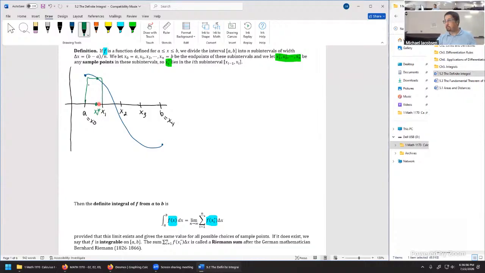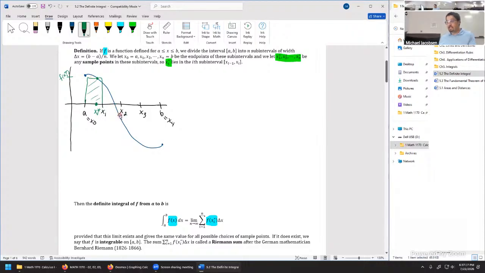And that's the first approximating rectangle. This would be a height, f at x1 star. And because f at x1 star is above the x-axis, it's a positive value, we think of this as positive area. But it doesn't always have to be positive area.